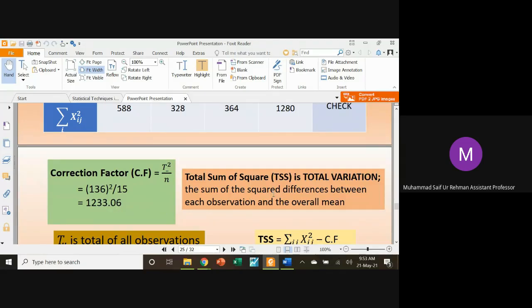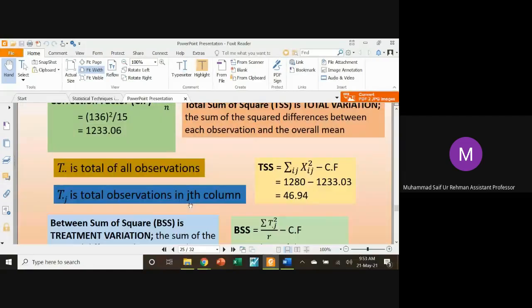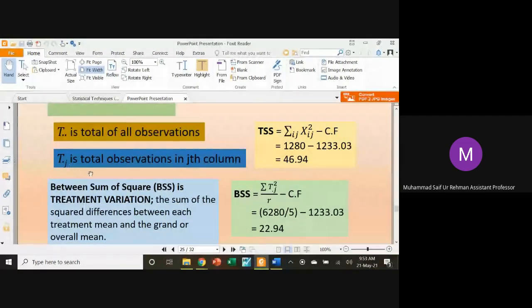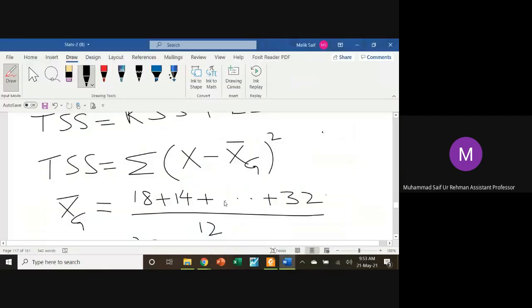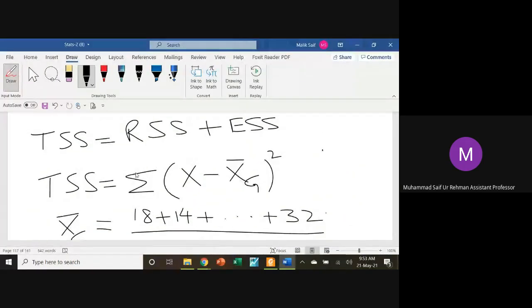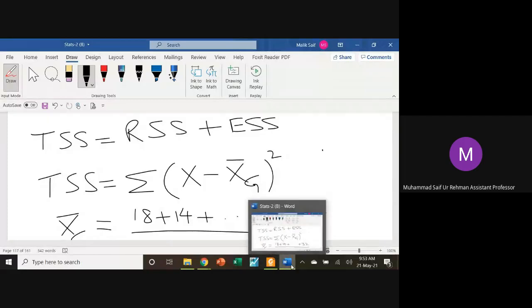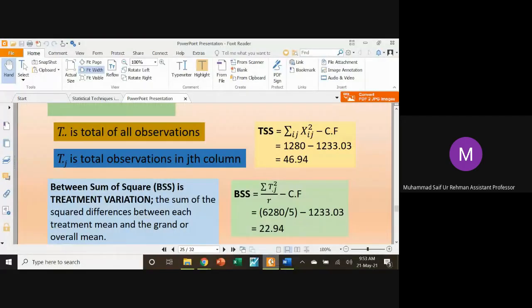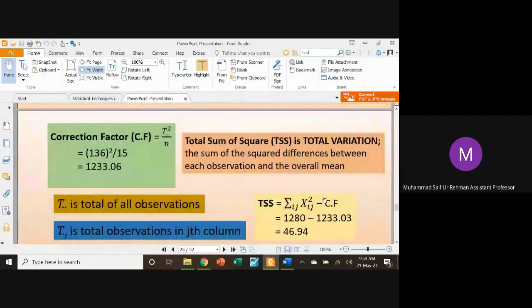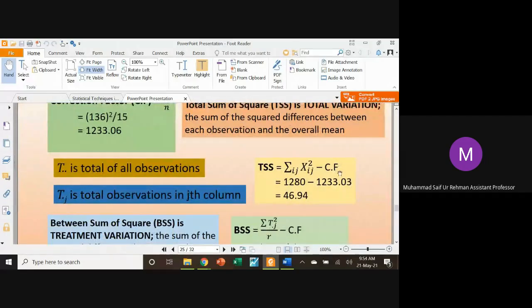And what is total sum of square? This is the definition for that. T dot dot is the total for all observations. This I have already explained. T dot J means total of observations in the jth column, no problem. So now the formula to find out the total sum of square, TSS, that I have found using this formula. Instead of using this formula, now I am taking help of this formula, xij square minus correction factor. So xij square I have found over here, 1280, write down over here 1280, and subtract correction factor from this. So you will have this. So this is your TSS.